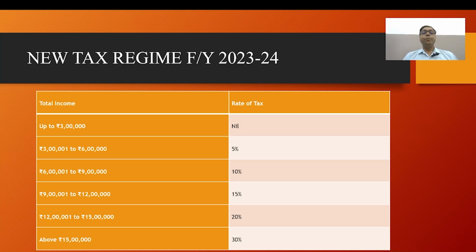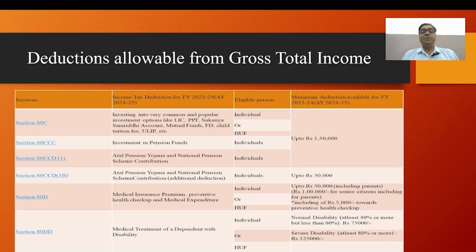Okay, now we will discuss the deductions allowable from the gross total income. Here we will be discussing section 80C, income tax deduction as per financial year 2023-24 and assessment year 2024-25. Eligible person is an individual, and the maximum deduction is available in this financial year under Section 80C.